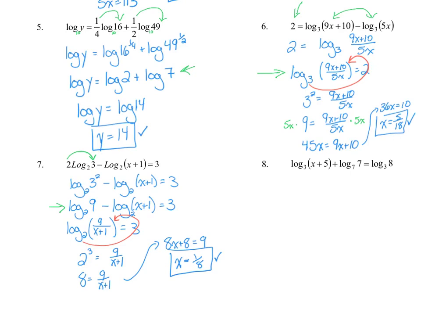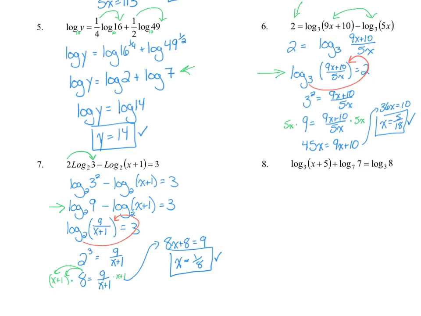So now we have a log equaling a number. Change it to exponential form, so that's 2 cubed, which is 8, is equal to 9 over x plus 1. We're going to cross multiply, or multiply both sides by that x plus 1. Make sure you distribute that 8. So we get 8x plus 8 is equal to 9, and x is equal to 1/8, which still makes the arguments positive, so that one works.